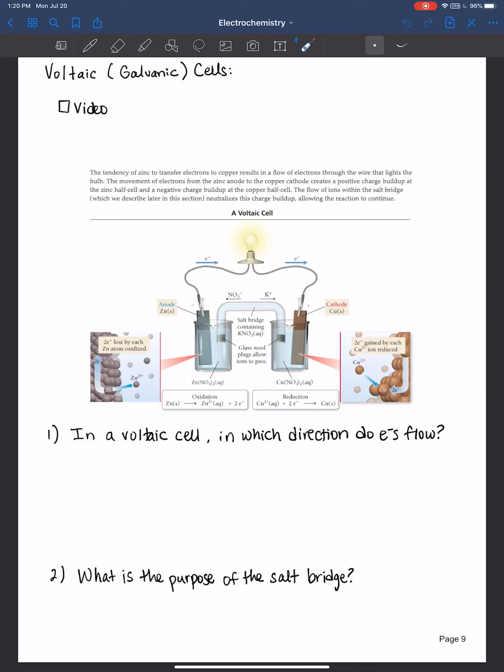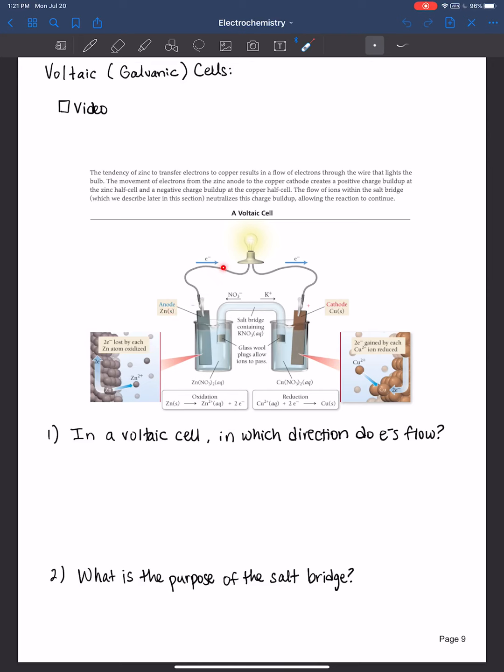So I just really like the illustrations that he used. In fact, if you're in my class, in your textbook is the figure for the voltaic cell with the zinc and the copper that he went over. So we saw in the video that zinc has a tendency to transfer those electrons to copper. So we can see that the oxidation of zinc is occurring at the anode.